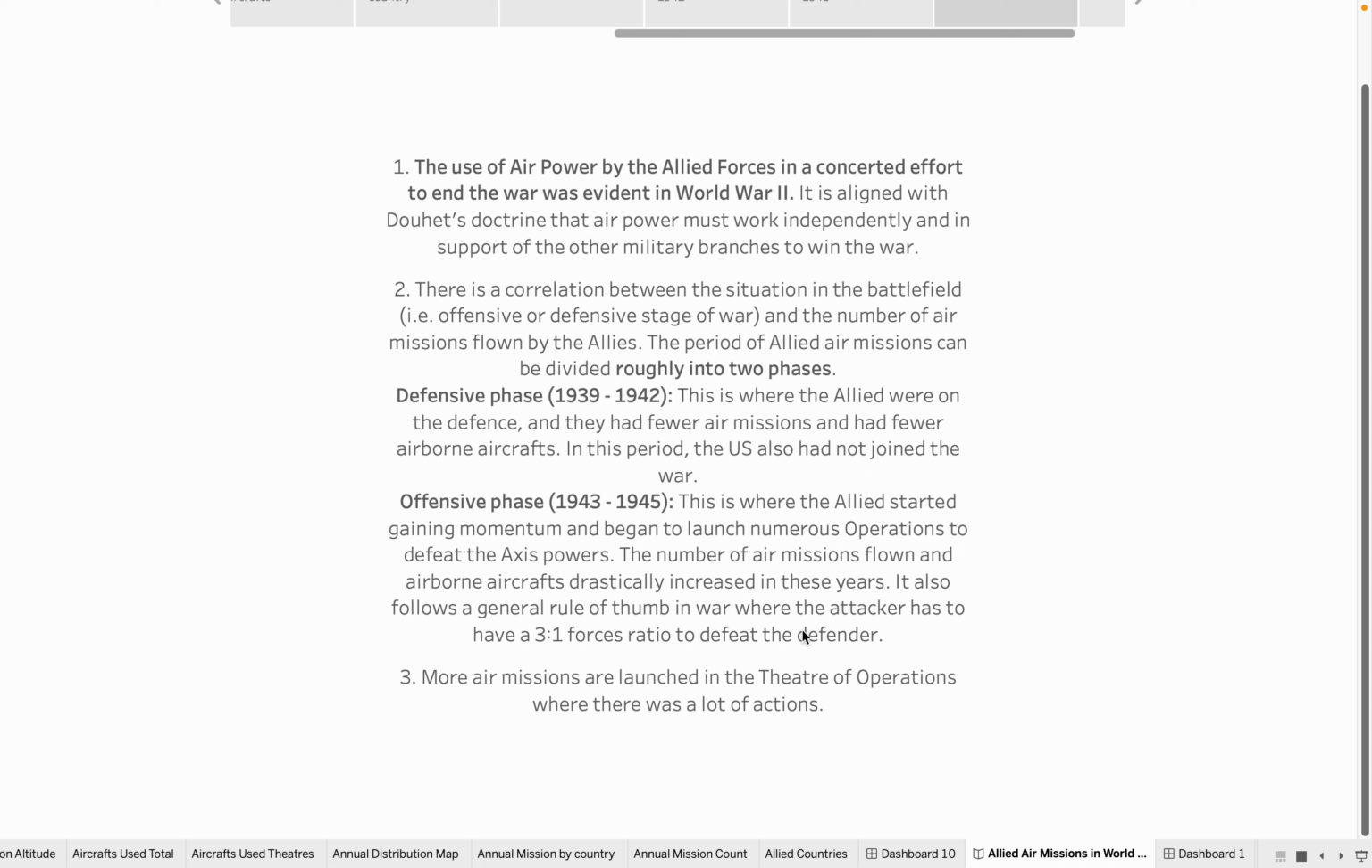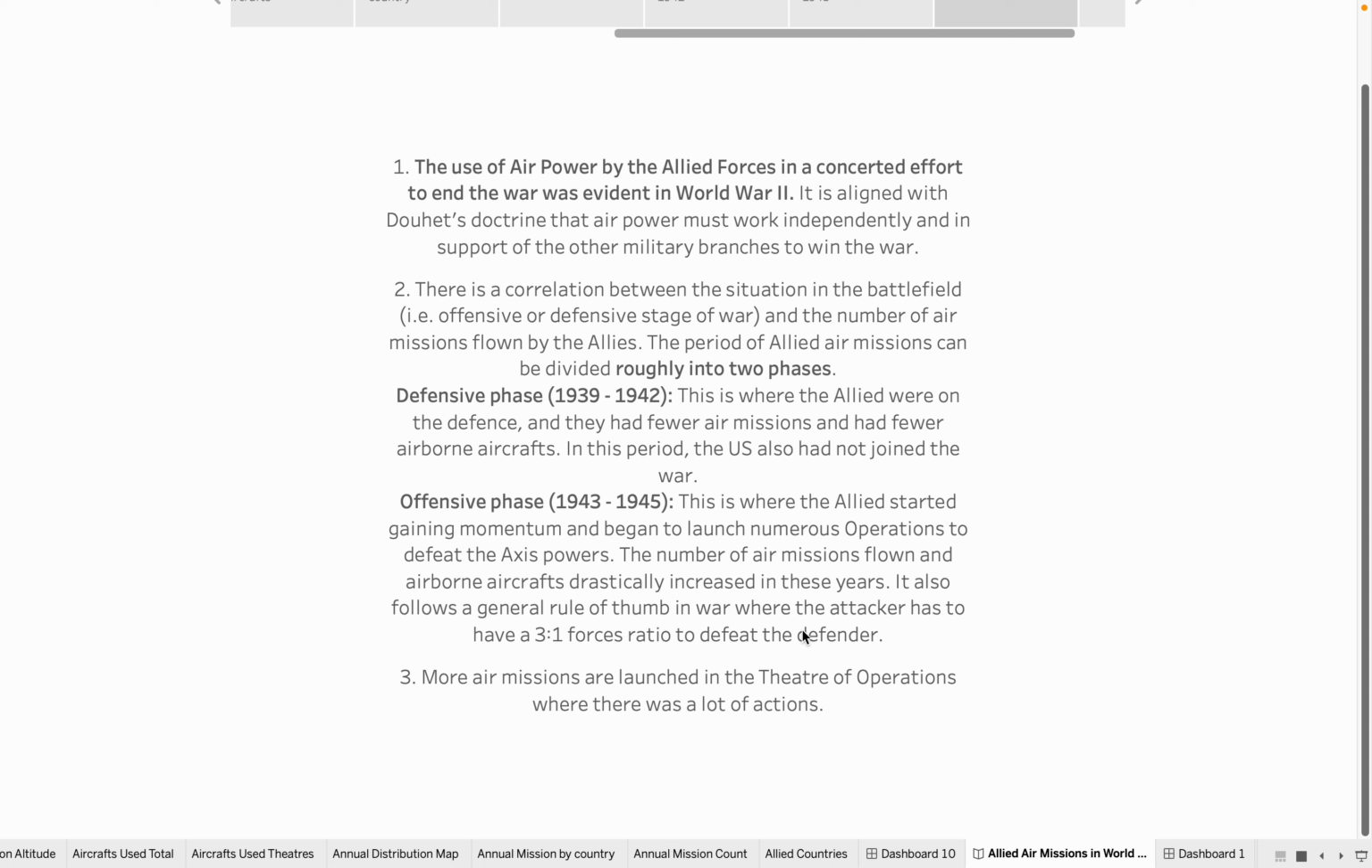The first phase, the defensive phase of the Allied air missions in 1939 to 1942, was where the Allies were on the defense. They had fewer air missions, they had fewer airborne aircraft. In this period, also, the British were carrying much of the burden to carry air missions. The U.S. had not joined the war.